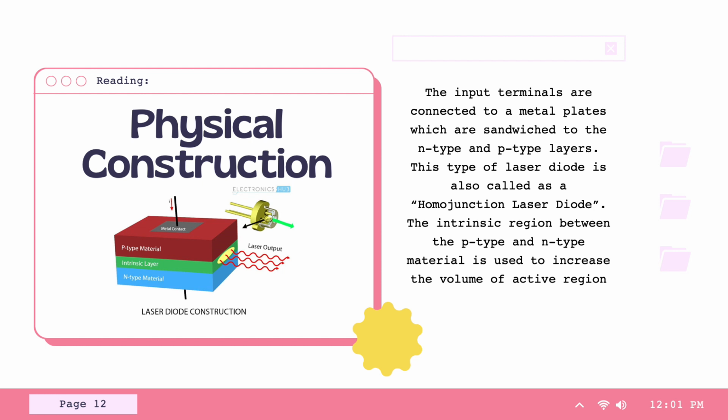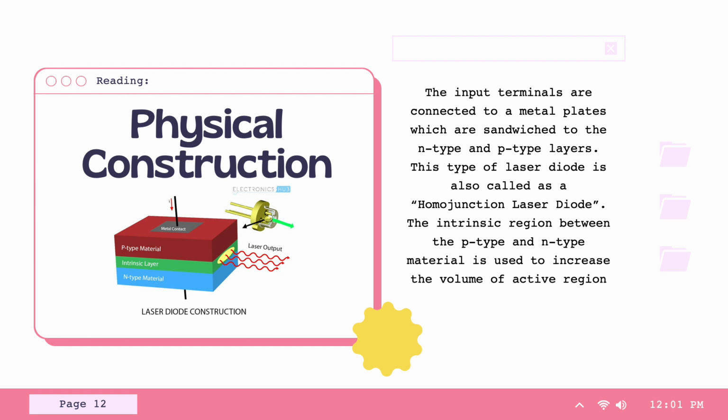The input terminals are connected to metal plates which are sandwiched to the N-type and P-type layers. This type of laser diode is also called the homojunction laser diode. The intrinsic region between the P-type and the N-type material is used to increase the volume of the active region, so that more holes and electrons can accumulate at the junction. This allows more electrons to recombine with holes at any instant of time, resulting in a better output power.